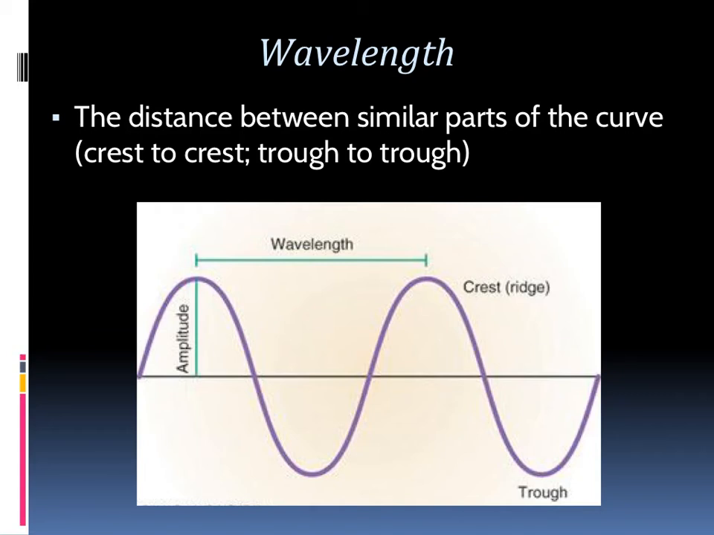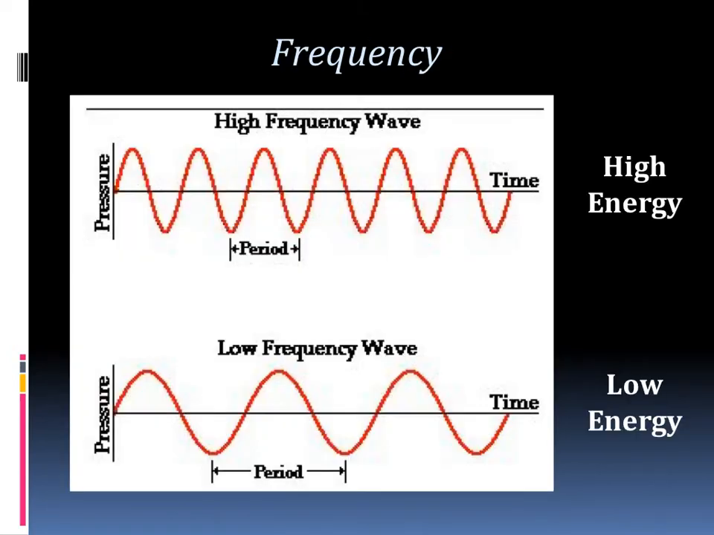In case any of that vocabulary was scaring you, wavelength is basically just the distance between the same point on two different waves. So if we say crest to crest or trough to trough, it's essentially just saying how far apart the waves are. Frequency is basically how many waves are passing a certain point at a certain time. So essentially how fast it is.